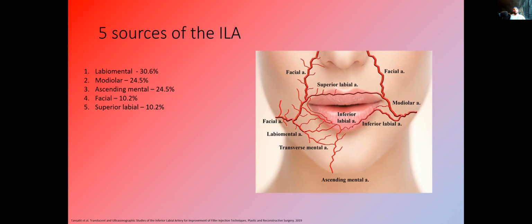Then you have your modiolus, which is at the level of the oral commissure. You have your ascending mental artery, your facial artery, as we already know, and then, as I told you in the previous slide, sometimes you get it from the superior labii artery. So your inferior labii artery can come from any one of these 5 places. Don't always think of what you see in a textbook, very classically: here's your facial artery, superior labii, and inferior labii, job done. There is a lot of variation amongst patients.